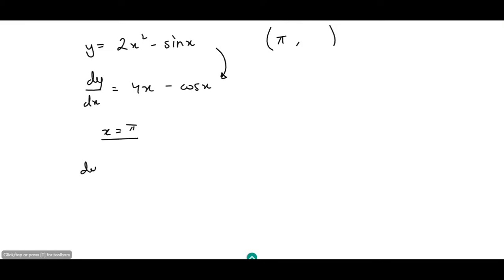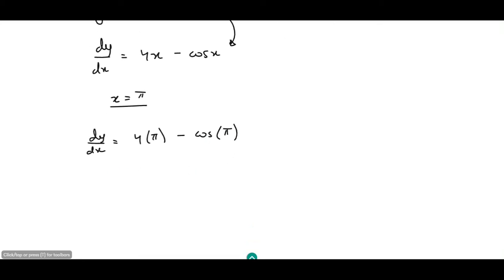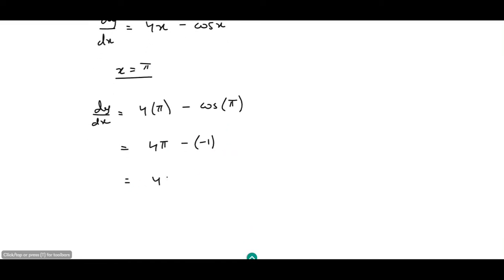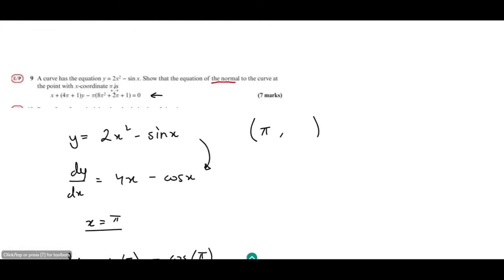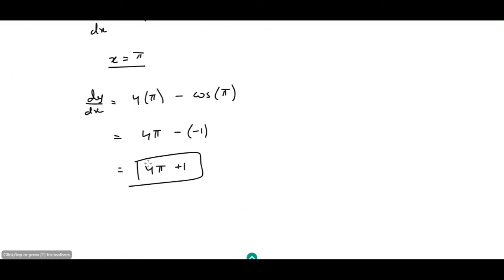Okay, so we get dy/dx equals 4π minus cos π. Okay, and we get 4π minus (−1) because cos π is minus 1, so our gradient is 4π plus 1. So what we found is that at the x coordinate π, the gradient of this curve y equals 2x squared minus sin x is 4π plus 1.